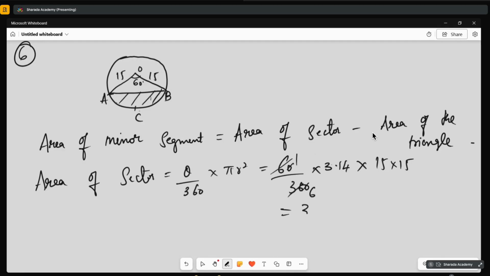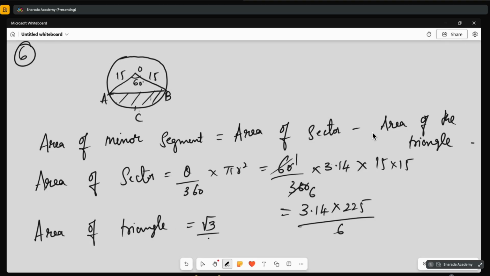So this is 3.14 into 15 into 15, 225 by 6. Okay. Now area of the triangle. Area of triangle is equal to root 3 by 4 into a square. So here root 3 by 4 into 15 into 15. That is 225 by 4 into root 3.